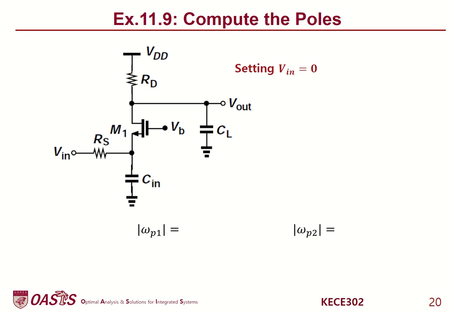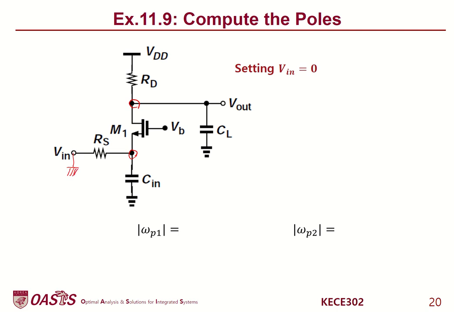In this example, we would like to find the location of the pole. First of all, we need to find out how many poles are in this circuit. So we have pole number 1 and pole number 2. And you need to consider the input as an AC ground in that case.